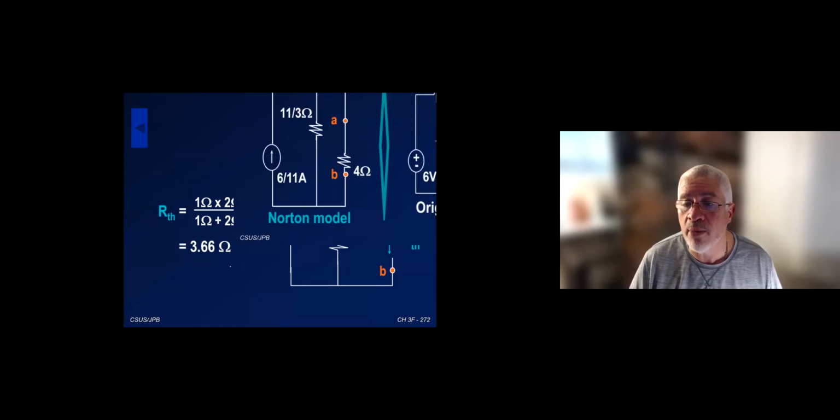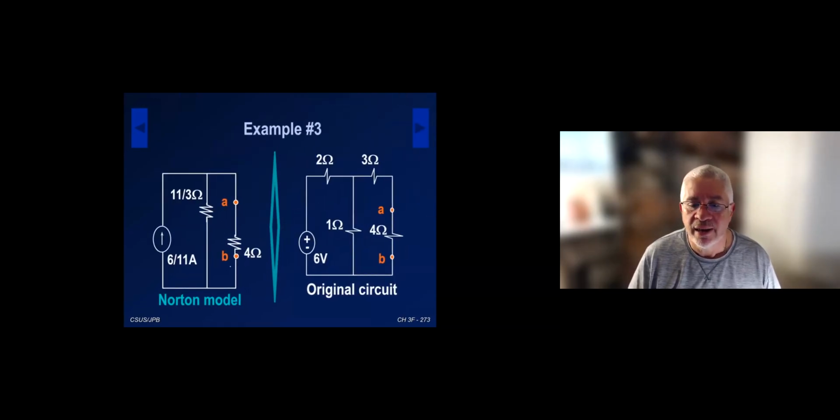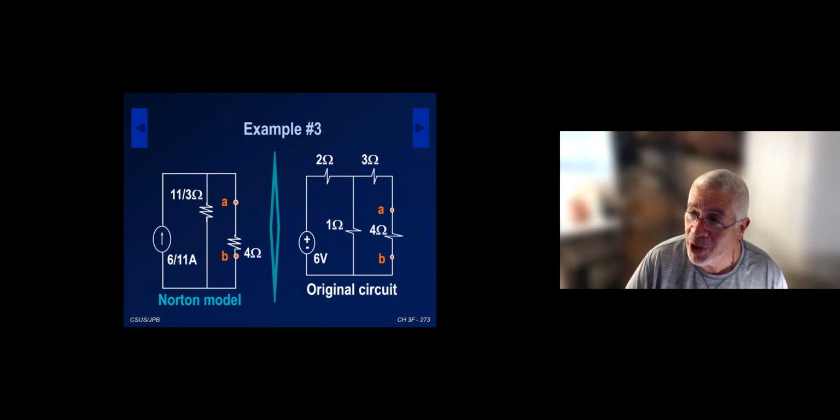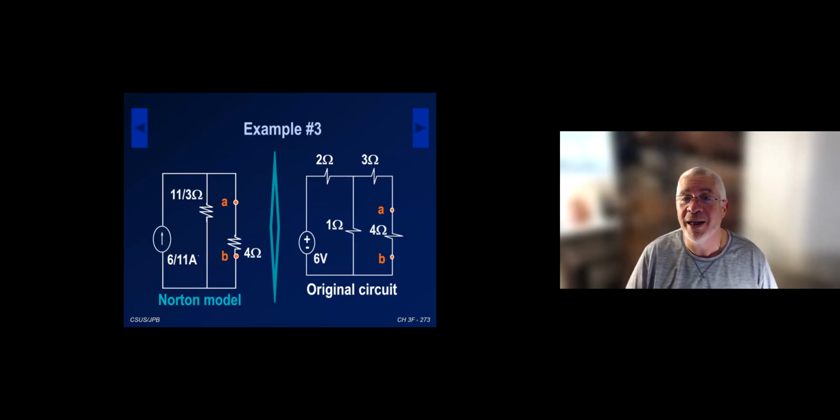Okay, so the original circuit is on the right and the model is on the left. Obviously, the original circuit wasn't complicated, but for a complicated circuit, having that simple model would be very helpful. So that's the Norton equivalent circuit. Of course, we start with a simple example. I'm going to do a little bit more complicated example, and then I'm going to have you do one.